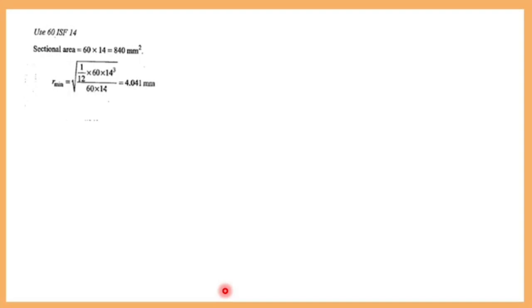Slenderness ratio of lacing, KL by r. What is K? Since this is a bolted connection, you are using one bolt, both the ends are pinned. Length of your lacing is 480, and your radius is 4.04. 118.97, which is lesser than 145. In the design points which I have given, they have mentioned that slenderness ratio of the lacing should be less than 145. Now your lacing is less than 145.